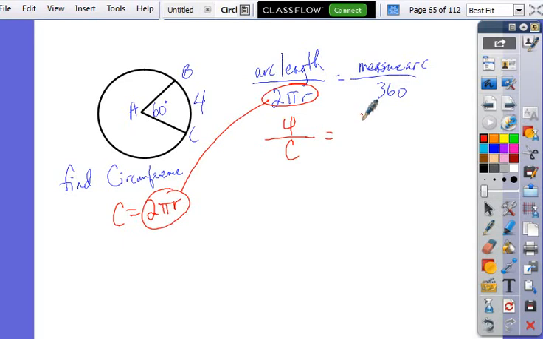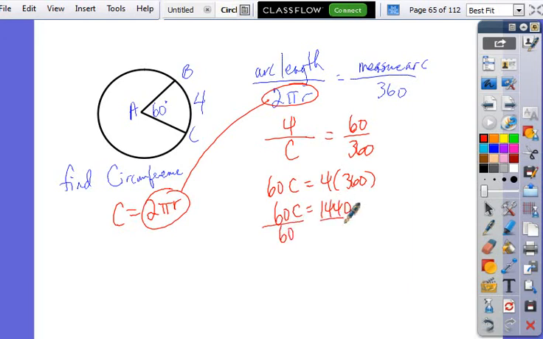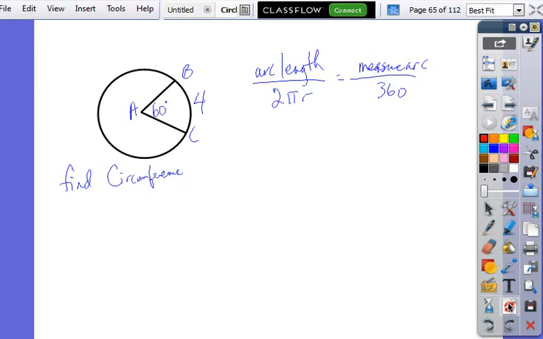The measure is what? 60, over 360. Remember, degree is always over 360. If you see degree, it's just over 360. Now I've got a very simple proportion that's easy to solve. Multiply 4 by that: 60 times C equals 4 times 360. So 60C equals 1440, so circumference is 24. If it says find circumference, that's what I do. All right, do that one for me.